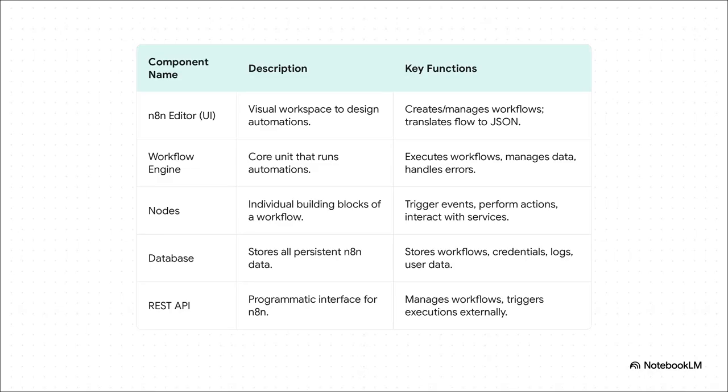So how does the magic happen? Well, the architecture is actually pretty elegant. It all starts with you in the editor, visually designing your automation. As you do that, it's all being translated into a JSON file, which gets saved in the database. Then, when it's time to run, the engine grabs that JSON and just executes it, one step, one node at a time. And the whole thing can be controlled from the outside through a REST API, which makes it a super powerful programmable core for all your operations. It's a simple system that leads to incredibly powerful results.